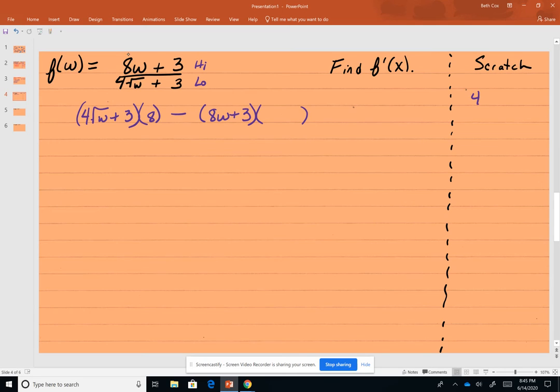So the derivative of the low, that's where my scratch paper comes in. The derivative of a constant is 0, so that's not going to be an issue. Again, if we write this as 4w to the 1/2, and we use our little power rule, then we'll have a 2w to the negative 1/2. Okay, and then we write that without the negative exponent. I have 2 over w to the 1/2, and then I rewrite it using the radicals, so we have 2 over the square root of w.